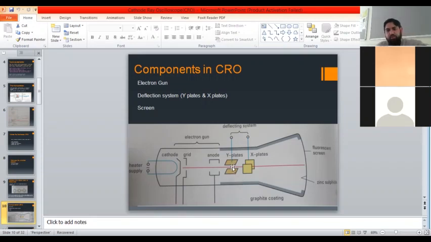So Y plates are placed above and below each other, and X plates are on the sides, left and right. ऐसे ही Y plates को ऊपर नीचे में रखा हुआ है and X plates are placed side by side. So, if we apply a signal to Y plates, for example, we connect a positive terminal at the top Y plate and a negative terminal of a cell at the bottom Y plate, what will happen to a beam of electrons?